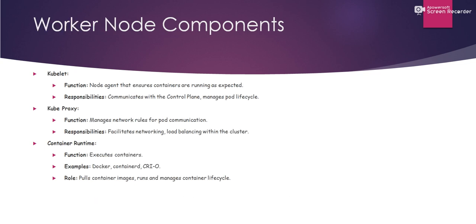Now, let's look at the worker nodes, which are where applications run. The kubelet is the node agent that communicates with the control plane and ensures containers are running. The kube-proxy manages networking, ensuring pods can communicate seamlessly. The container runtime, like Docker or containerd, runs and manages containers. Worker nodes are the backbone of Kubernetes, executing tasks as instructed by the control plane.